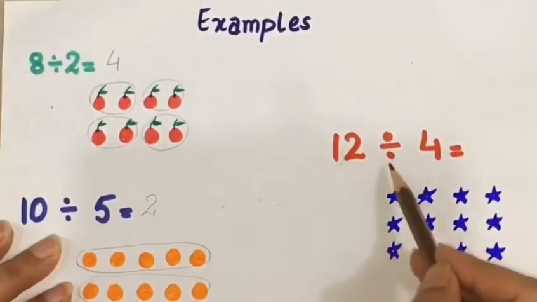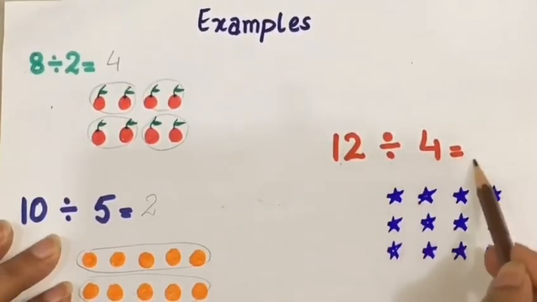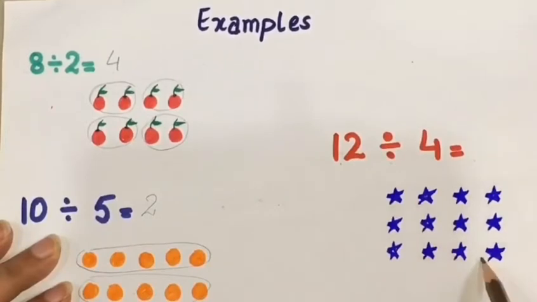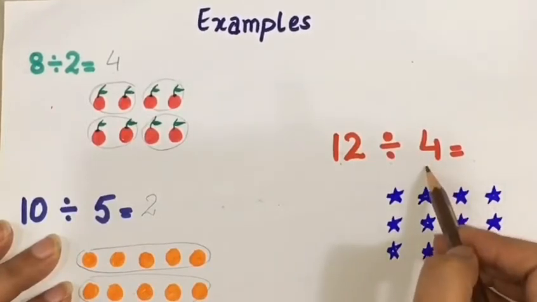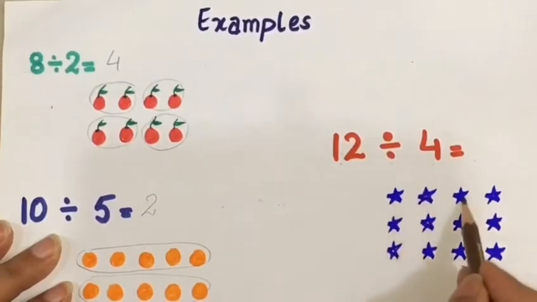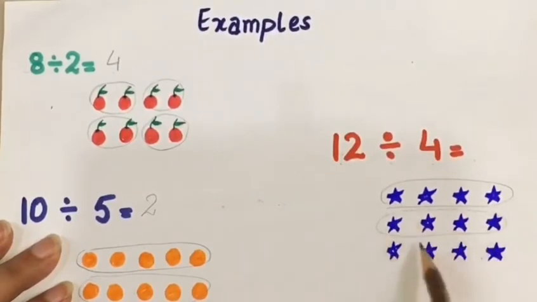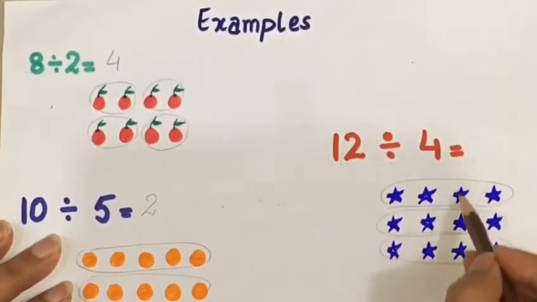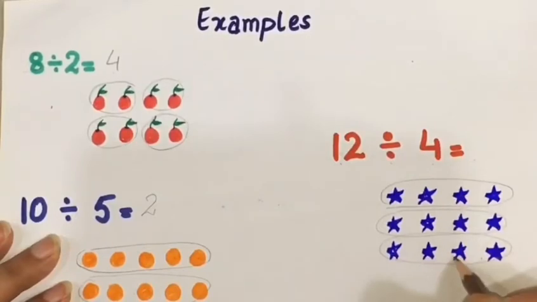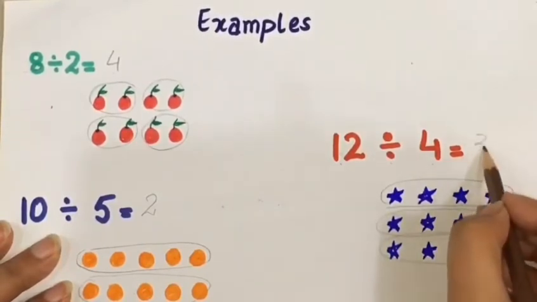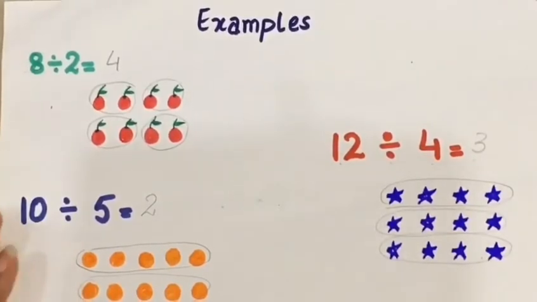Similarly, 12 divided by 4 is equal to, I'm going to find out. I have 12 stars and I'm going to make groups of how many stars? That is 4. 1, 2, 3, 4. Group 1, that is 4 again, and this is 4 again. So how many groups have I made? That is 3. So 3 is the answer. Now you will notice here that none of the objects are left. So that means all the objects are properly and equally divided in each group.